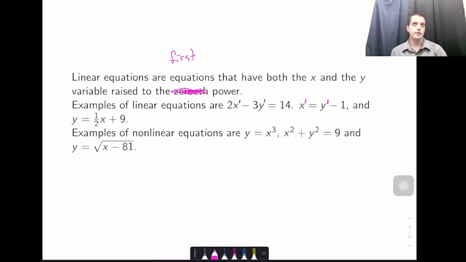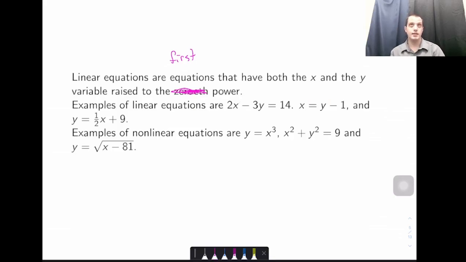Here I've got some examples of linear equations. Some of them are 2x, here I wrote in that 1 to show that it's the first power, minus 3y, once again I wrote in that 1, equals 14. Let me go ahead and erase those. Now you can see that they weren't actually there.